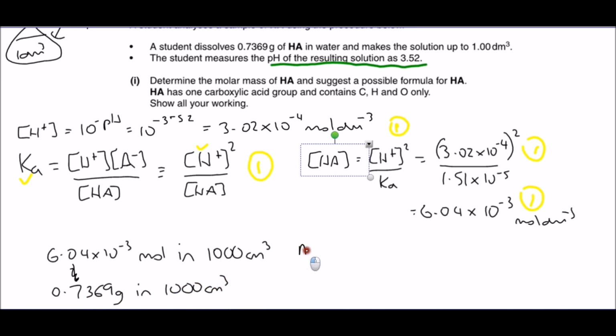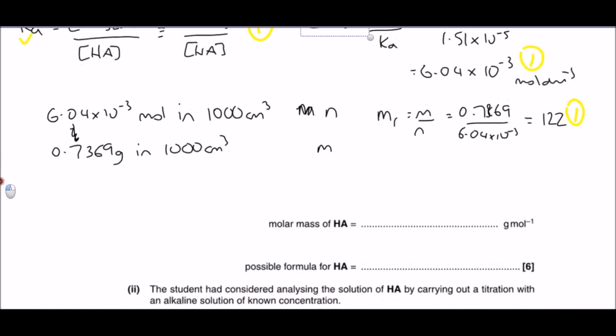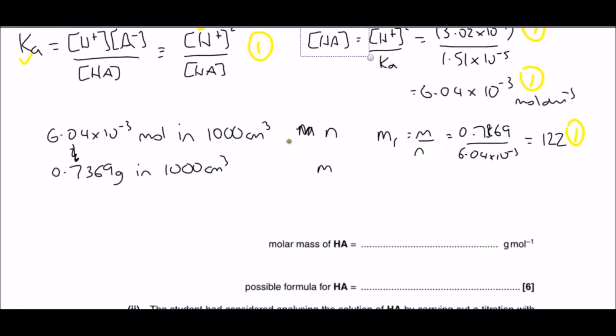So I've got the mass, and I've got the number of moles. If I want to do Mr, I do mass over moles. That gives me 0.7369 divided by 6.04 times 10 to the minus 3, and that gives me an Mr of 122, and that is mark number 5. Okay, so one more to get. We've got the molar mass of HA, so let's put that in there.